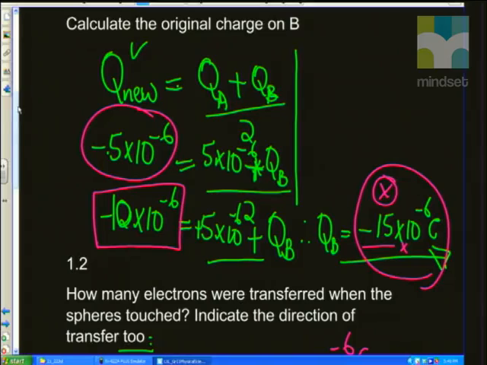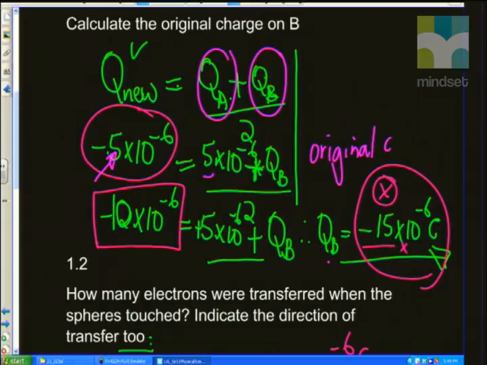But Q new would be equal to the charge on A plus charge on B divided by 2. Because we want to know the original charge on B, we will put in the new charge, which is minus 5 by 10 to the power minus 6, equals the charge on A, which is given to us. The original charge on A is positive 5 by 10 to the power minus 6, plus charge on B, divided by 2. When you do that, you will find the charge on B to be minus 15 by 10 to the power minus 6. This is the original charge on B, before they came into contact, before they touched each other.